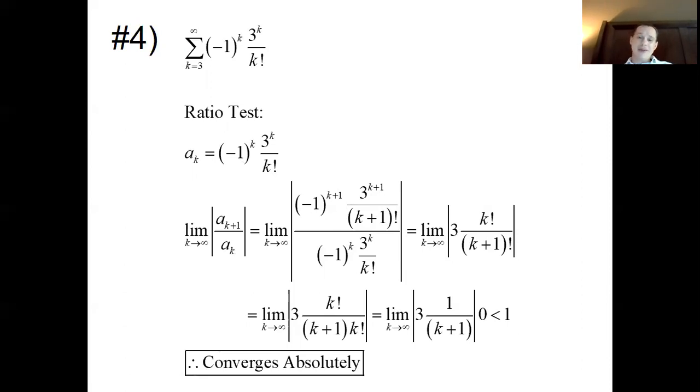And if you clean this up, then you have 3^(k+1) divided by (k+1) factorial, divided by the fraction 3^k over k factorial. Keep, change, flip, kind of stuff.